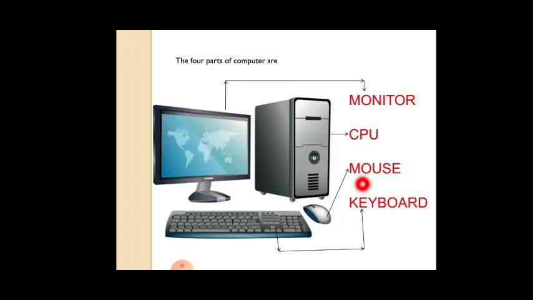Next, so we saw in the last the four parts of computer are monitor, CPU, mouse and keyboard. Can you just see the image? This is the monitor. It looks like the television. Then this is the CPU, central processing unit, which controls all the activities of the computer. Then this is the mouse, not your animal mouse. It is computer mouse. Next is the keyboard. So last class we saw about the keyboard and the mouse. Now in this class we are going to learn about the monitor and the CPU.